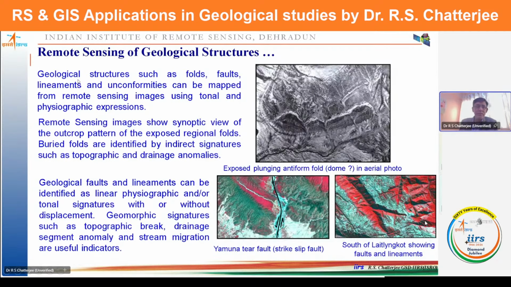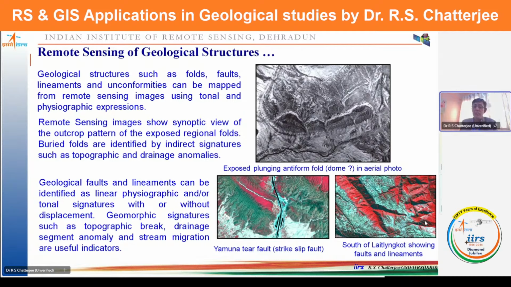Now, finally, the basic information we can derive is geological structures. What are geological structures? Like folds, faults, lineaments. Lineaments means joints or fractures, and unconformities. And you see, remote sensing is very, very important for mapping or interpreting geological structures. Why? Because if the structures are exposed, we can get a synoptic view of the structures. We can see the structures in totality.